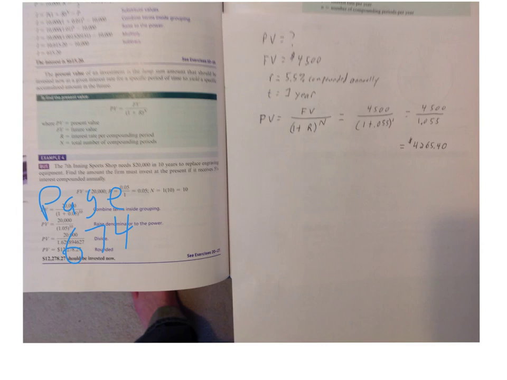So I saw your question on the discussion board. You're trying to find the present value given the future value that you need is $4,500. You're going to deposit the money at 5.5% compounded annually for 1 year. So how much do you need to deposit to end up with $4,500?